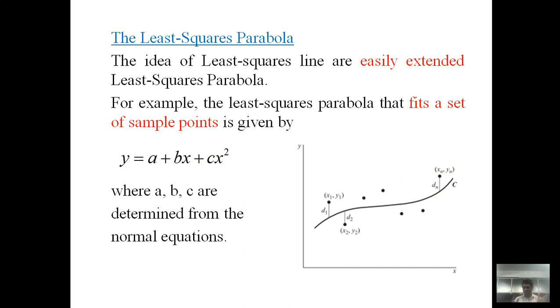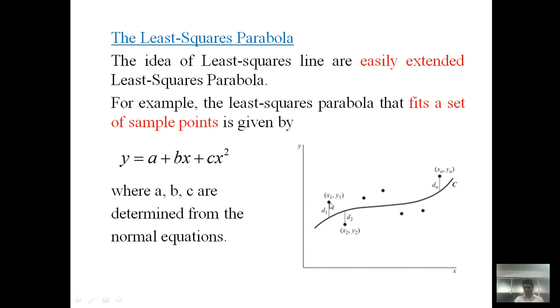Now in today's lecture, precisely, if our data varies too much, then instead of fitting a least square line, it is better to go through some polynomial. So we consider a polynomial of second order, known as a parabola. The basic idea of the least square line we can easily extend to the least square parabola.